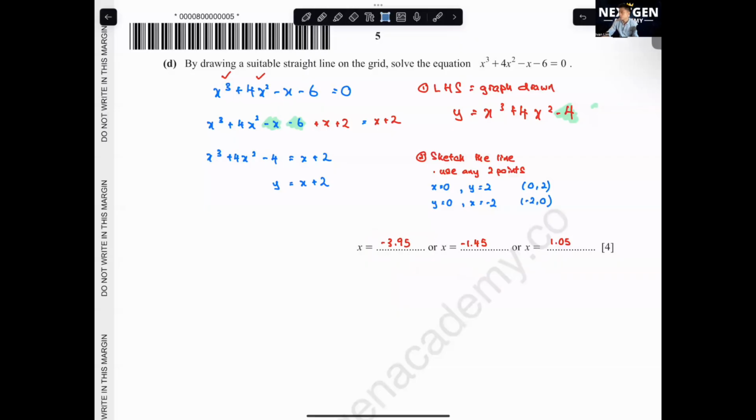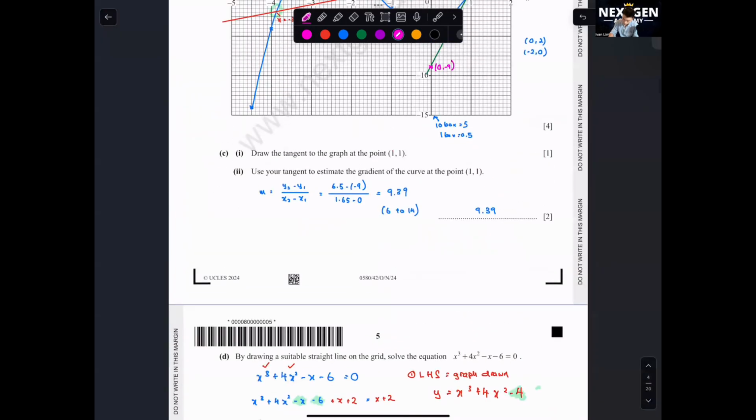Okay, I'll show you all the answer. The range of values that they would accept is negative 3.95 to negative 3.75, and negative 1.4 to negative 1.25. So you see, I have to go and double check. Sorry, this one actually might be a bit wrong as well. Let me just double check the values.